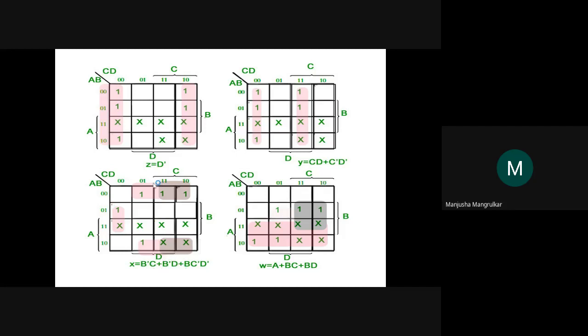If I'm taking these 4 and these 4, again the B complement will be the same. But what is it? It is C only. So the B complement C, and this is B complement D.